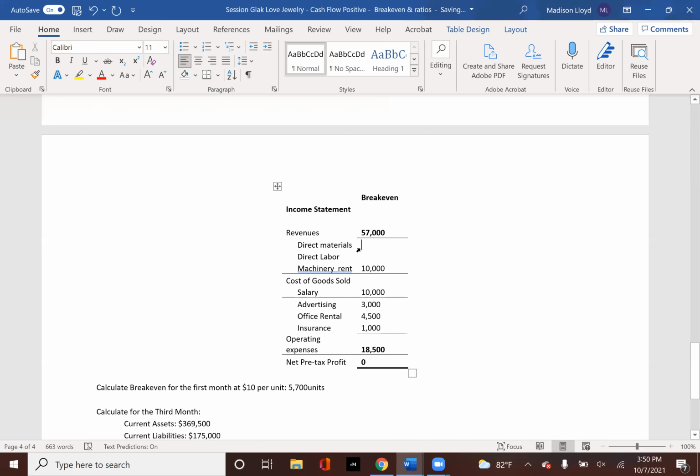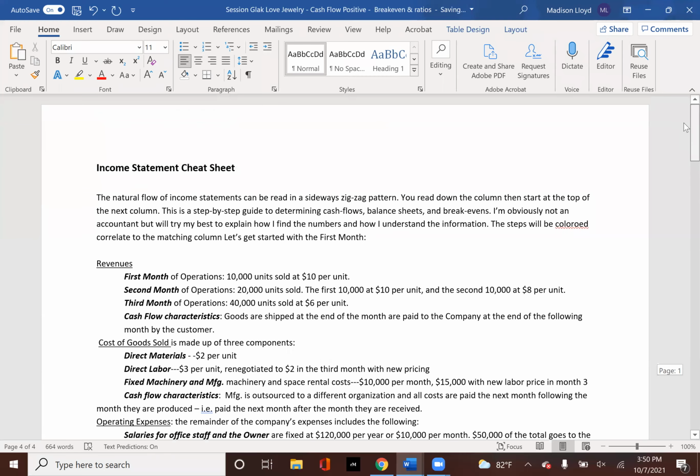Now take direct materials. Remember, our direct materials were $2 per unit. So $2 times 5,700 units is going to be 11,400. Your direct labor is going to be $3 per unit, because we go back up here.